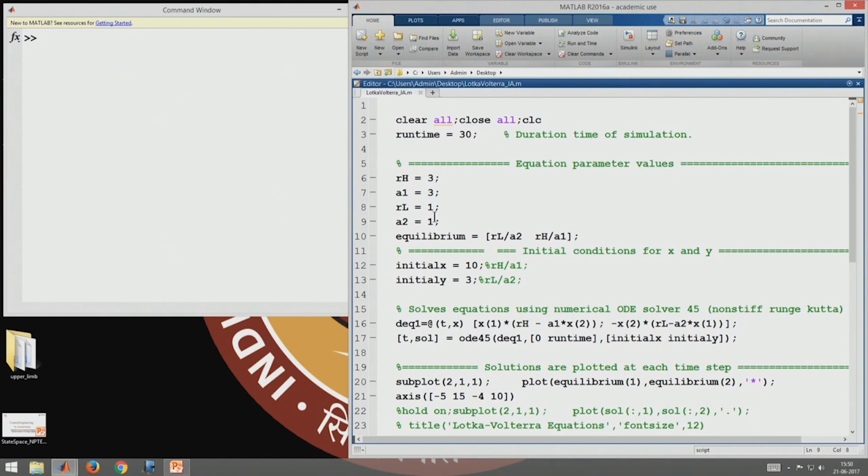Okay. Now, these have been chosen not with any specific ecological model in mind, it is more a mathematical simulation, but if you have actual data from say any forest system, you can substitute these appropriate values. And the equilibrium point is defined over here, it was RL divided by A2 and RH divided by A1. Okay. So, that is over here.